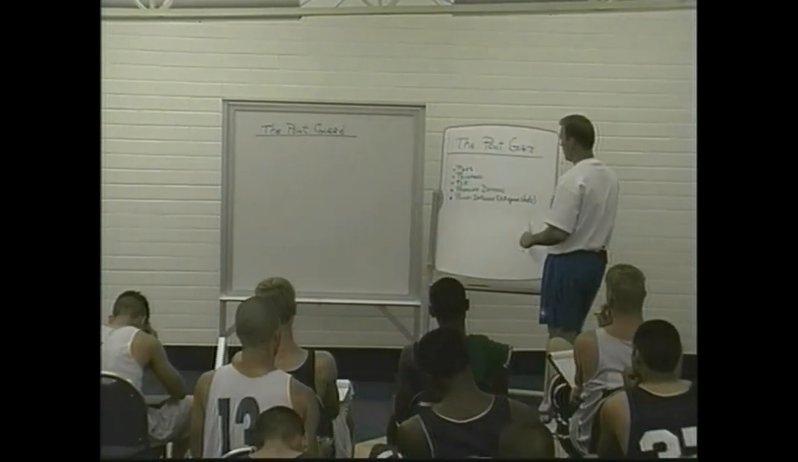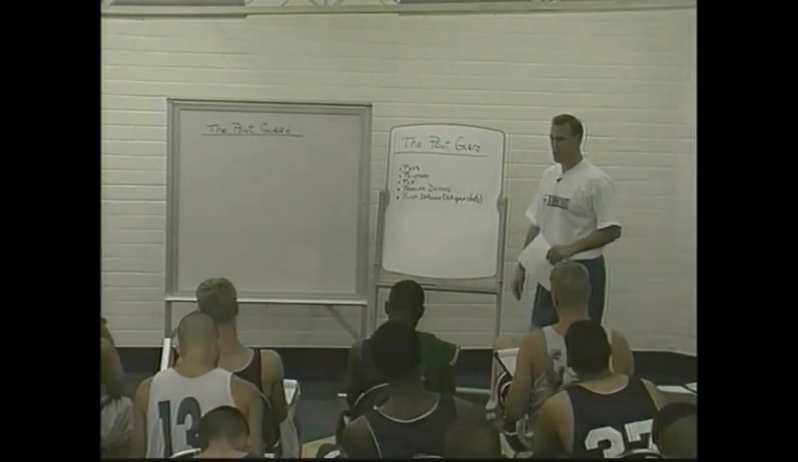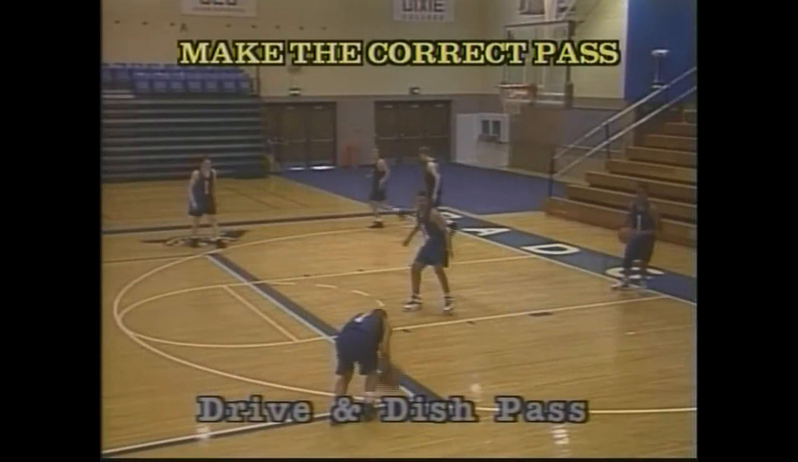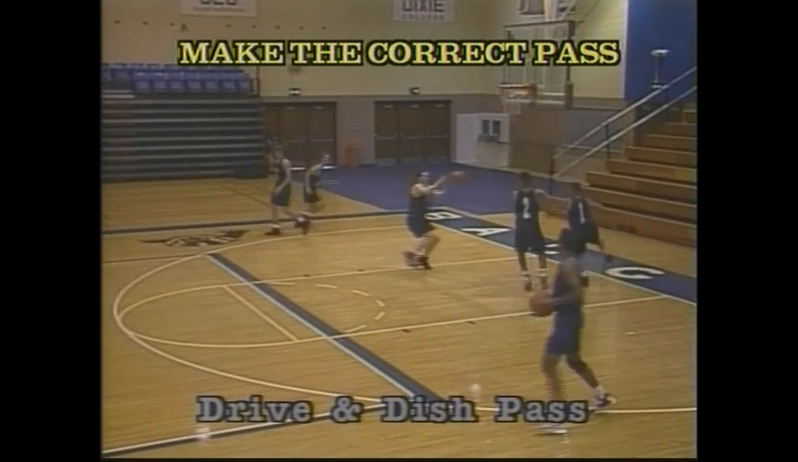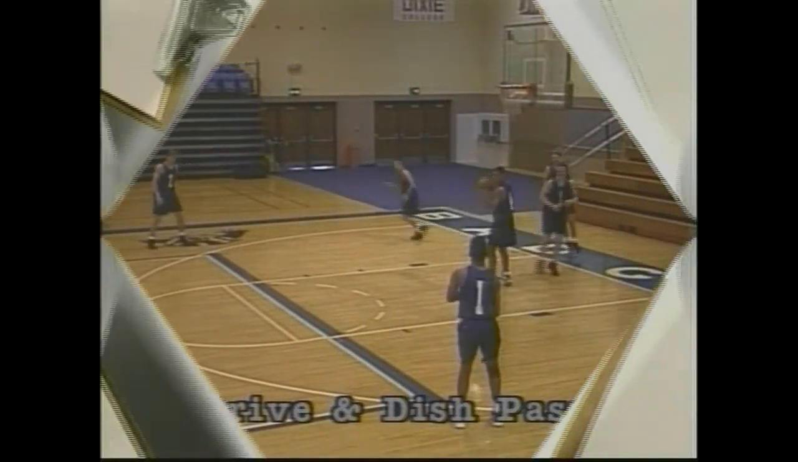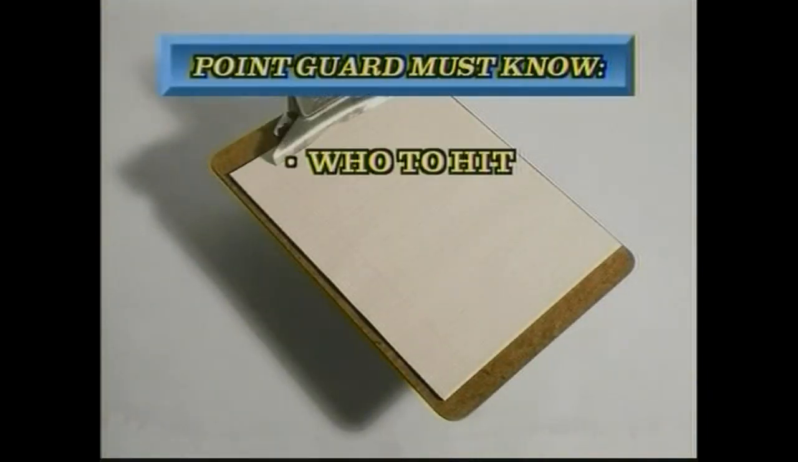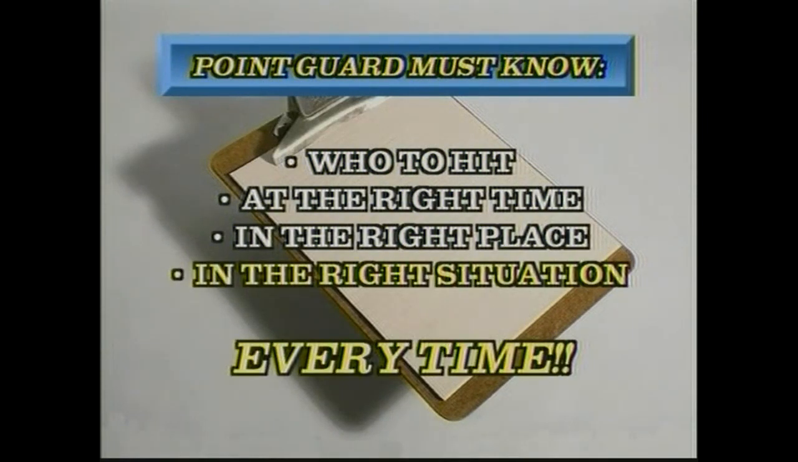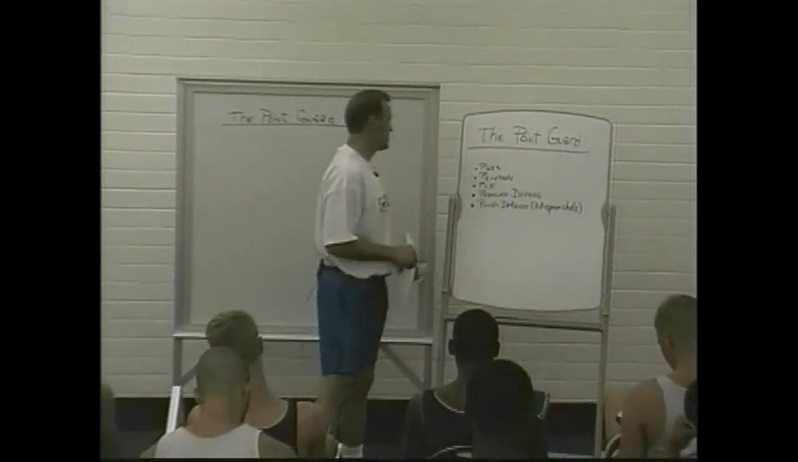A point guard, these are the 5 P's for point guard play. Point guard has to be able to pass the ball. That doesn't mean basic fundamental passes like bounce passes, chest passes. We're talking about advanced passes and techniques, knowing who to hit at the right time, at the right place, in the right situation, every time down the court. That's a little more complicated than being able to throw a fundamental pass.